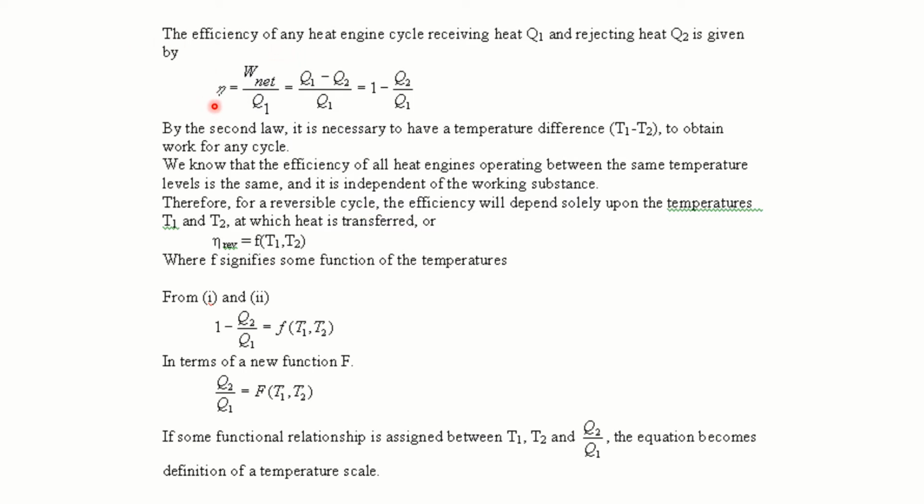You know, the efficiency eta for a reversible heat engine is equal to W net by Q1. Q1 is the heat supplied from the source. W net, as I've already explained, is Q1 minus Q2. We can write this as 1 minus Q2 by Q1. This is the efficiency of a reversible heat engine.